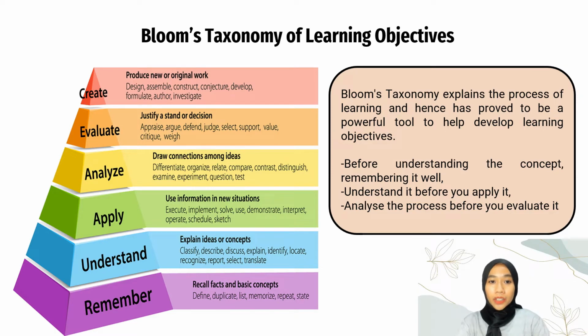Learning objectives are generally written based on Bloom's Taxonomy. Bloom's Taxonomy explains the process of learning and hence has proven to be a powerful tool to help develop learning objectives. The concept in Bloom's Taxonomy is very simple. First, remember the concept before understanding it. Understand it before you apply it, and analyze the process before you evaluate it. You need to identify what level of learning you want the learners to achieve. Bloom's Taxonomy has 6 levels of learning. The most basic level of learning is remembering, and the highest level of learning is creating.